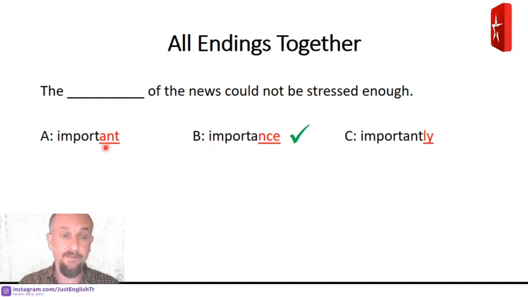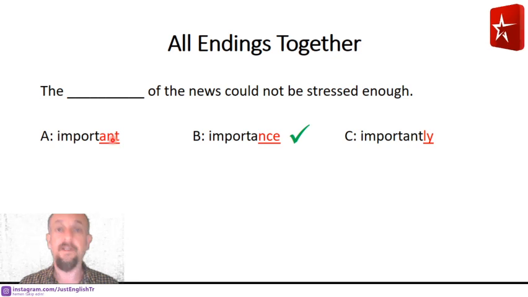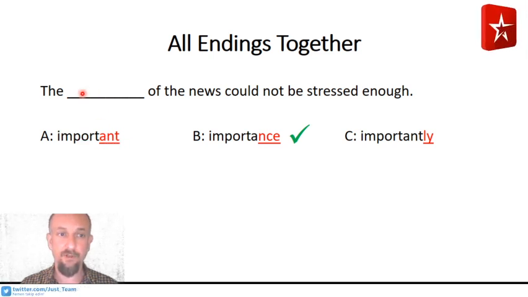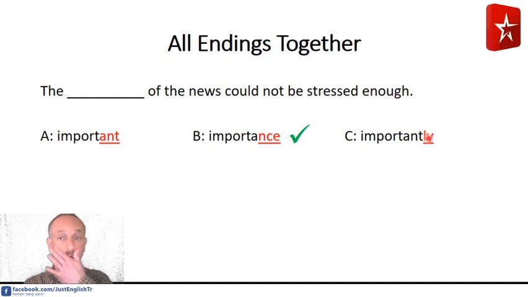If we look at the suffix nt, don't forget the pronunciation, it's nt. It's important. We know that this is an adjective. Of course, here it's not going to fit because we don't have a noun here. We could say maybe the important news. Could not be stressed enough, the important news. But we know that we need to have a noun structure. Here, importantly, of course, is used for adverbs.